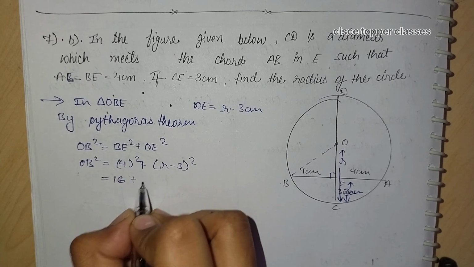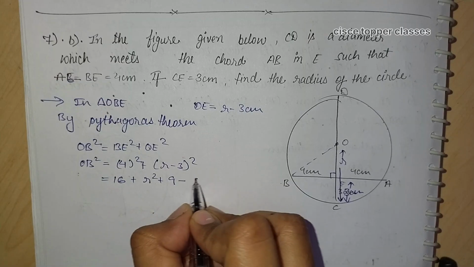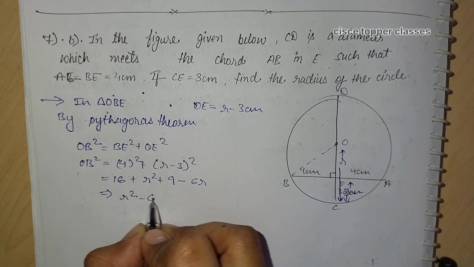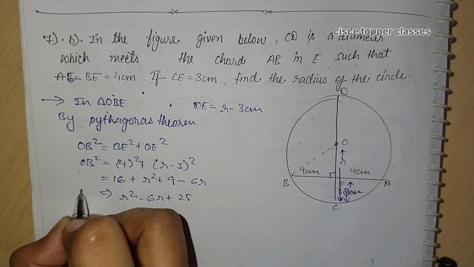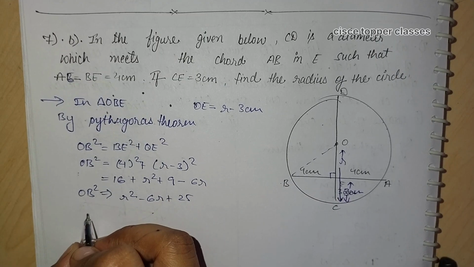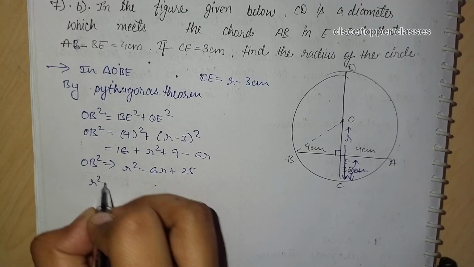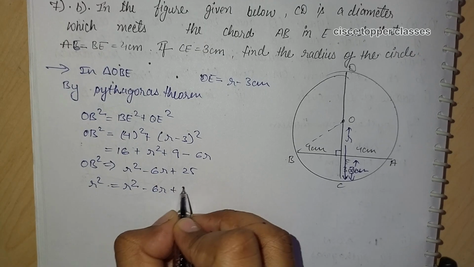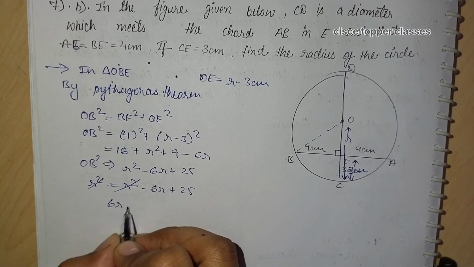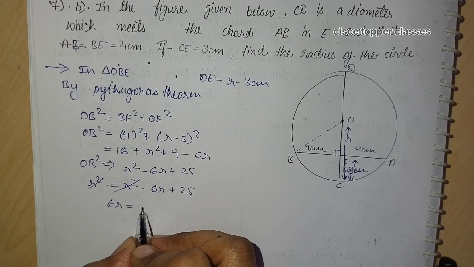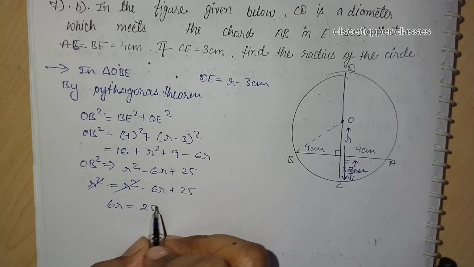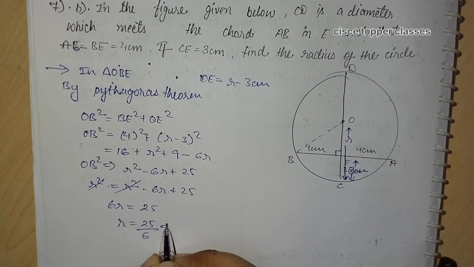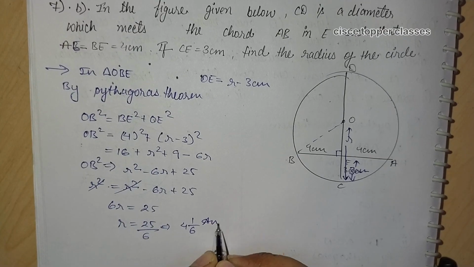Here it will be 16 plus R square plus 9 minus 6R. We can write it as R square minus 6R plus 25 for OB square. OB square is also radius, so we can put the value R square here also. R square will be cancelled out from here, and this will be 6R is equal to 25. So on dividing this, R is equal to 25 by 6, and this will be 4 1 by 6 is the answer here in this question.